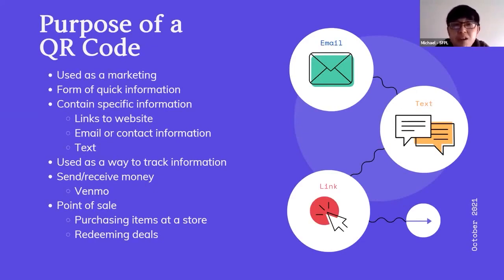Also, a QR code is used as a way to track information. Companies could put out QR codes and track how many people have scanned these QR codes. So it's a way for them to know whether this way of advertising is working or not.